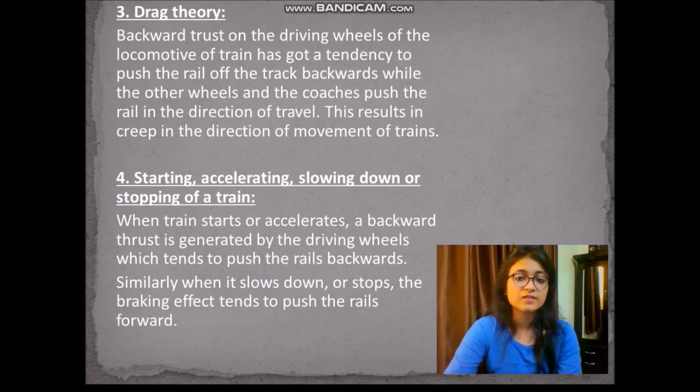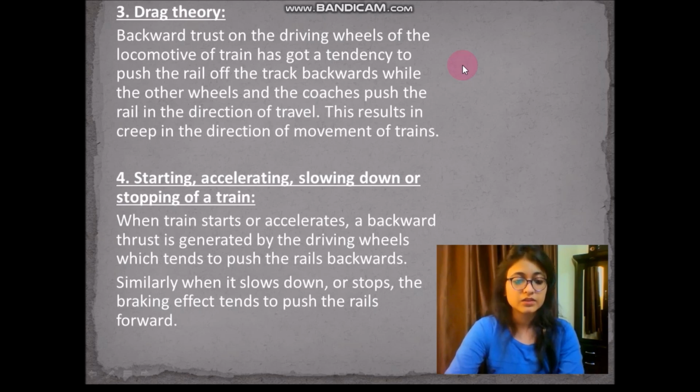The driving wheels have a tendency to push the rails backward, and the rest of the wheels and the coaches have a tendency to push the rail forwards. So that will lead to creep. Next, starting, accelerating, slowing down, stopping. Because of this, thrust will be generated on the rails. Whenever the train is starting or accelerating, backward thrust will be generated, and that will push the rails backward.